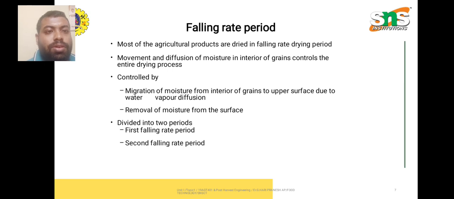Next, we are going to discuss the falling rate period. Most of the agricultural products are dried in the falling rate drying period. Movement and diffusion of moisture in the interior of grains controls the entire drying process. It is controlled by migration of moisture from the interior of grains to the upper surface due to water vapor diffusion, and removal of moisture from the surface. It is divided into two periods. One is the first falling rate period and the second one is the second falling rate period.